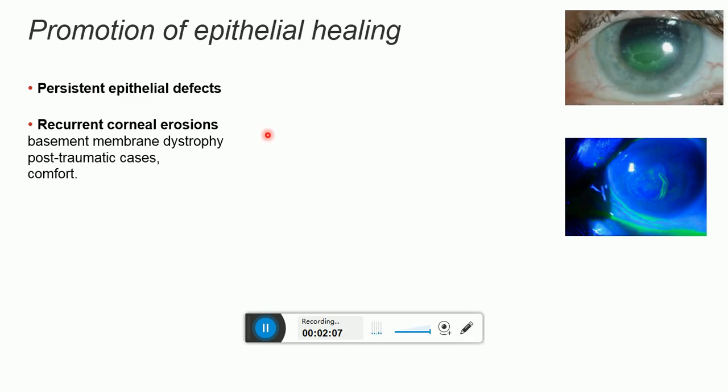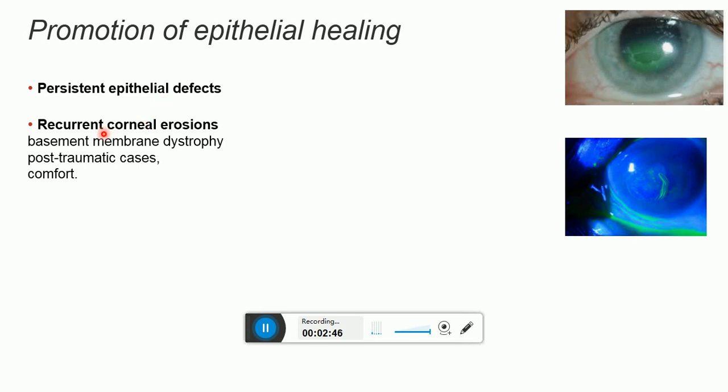Other uses of contact lenses are for promotion of epithelial healing. For example, in persistent epithelial defects, they often heal if the regenerating corneal epithelium is protected from constant rubbing of the lids. So the contact lens allows the development of hemidesmosomal attachment to the basement membrane. When the contact lens is placed, the regenerating epithelium will be protected from the constant rubbing of the lids.